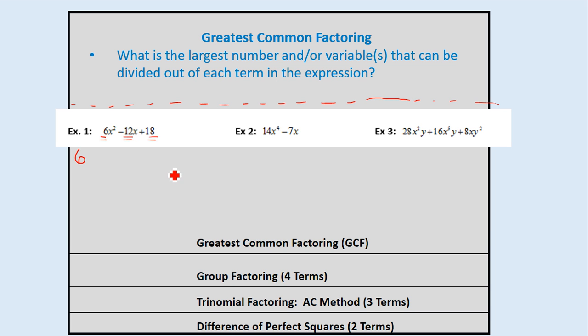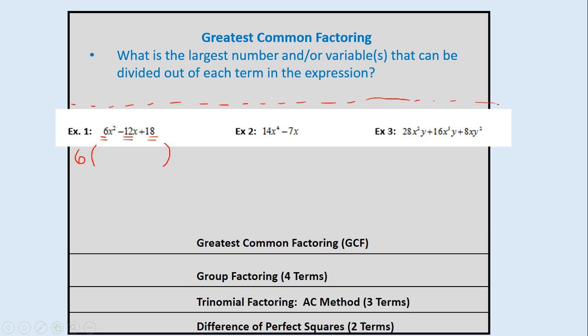Now I should look at variables. This has an x squared, this has an x, and this doesn't have any variables. So in fact, the only thing I can divide out of each term evenly here is the number 6. Once I've decided what I'm going to divide out, I write it in front of the parentheses, like it was likely written before it was distributed, right?